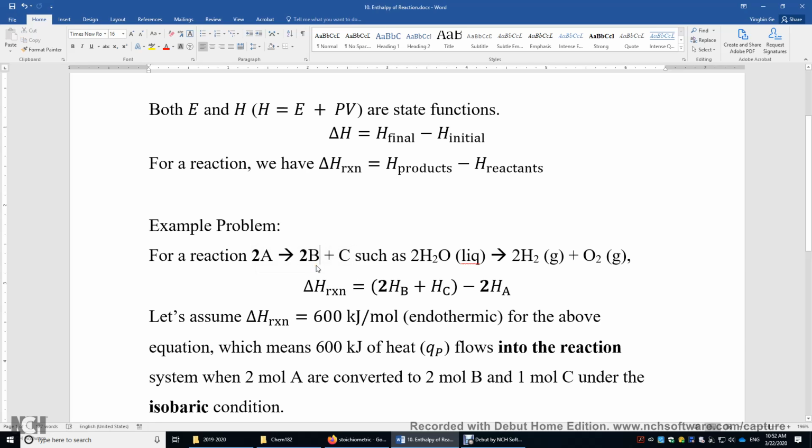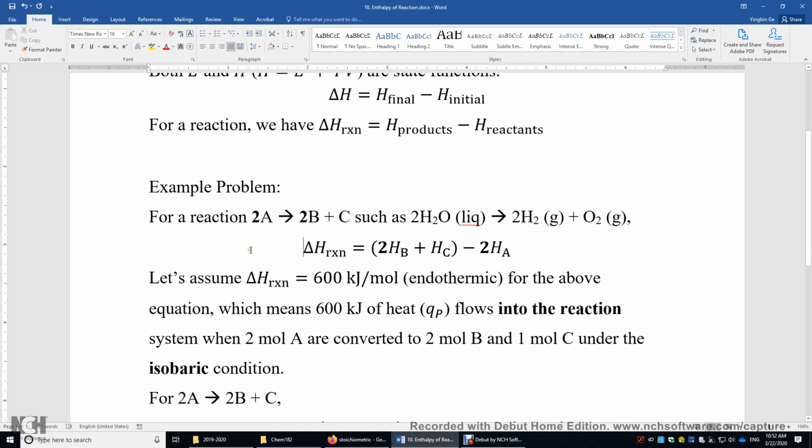Very simple. That's just the enthalpy of the final state minus the enthalpy of the initial state. The enthalpy of the final state is the enthalpy of 2B and a C. The enthalpy of the initial state is simply the enthalpy of 2A. Therefore, the enthalpy of reaction is simply 2 times the enthalpy of 1B plus 1 times the enthalpy of C minus 2 times the enthalpy of A.